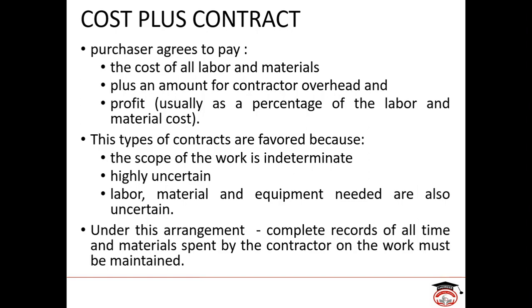This type of contract is favored because the scope of work is indeterminate, highly uncertain. Labor, material, and equipment needed are also uncertain. So, in this situation, this kind of contract is used. Under this arrangement, complete records of all time and material spent by contractor on the work must be maintained. So, on site, we have to keep the record of all the labors, that is helpers and masons who are coming on daily basis. Also we have to maintain the material count, how many cement bags are consumed, what is the other material that is consumed. So we have to keep all the record in this type of contract.